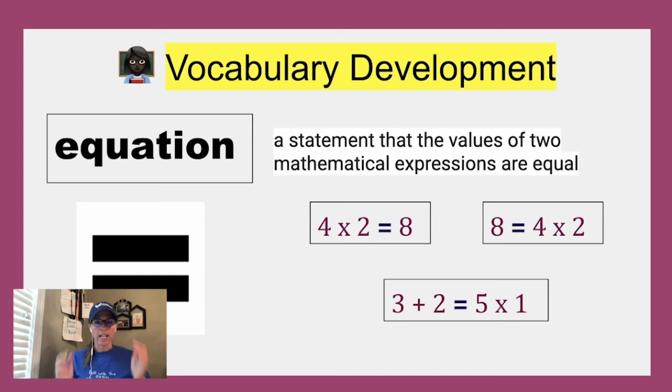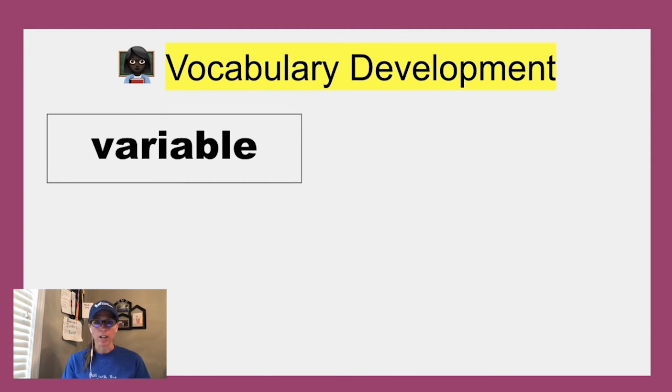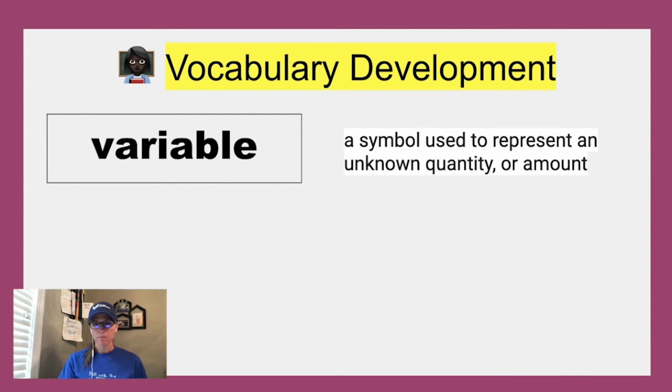So today we're going to be looking at equations and trying to see if there's equality or a balance between the two sides of an equation. Our next term that we're going to be talking about is the word variable. Say that with me. Variable. A variable is a symbol used to represent an unknown quantity or an amount. In math, a lot of times mathematicians will use a letter as the symbol to represent something that they don't know, just a number that they don't know.